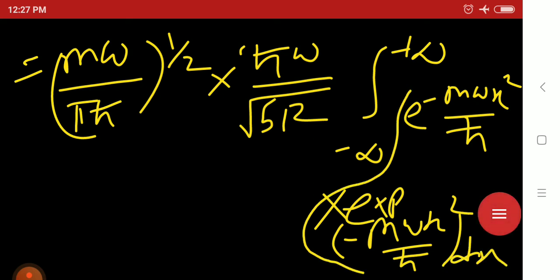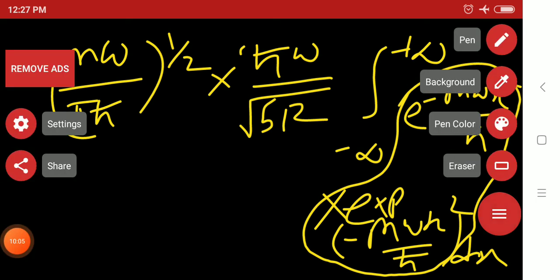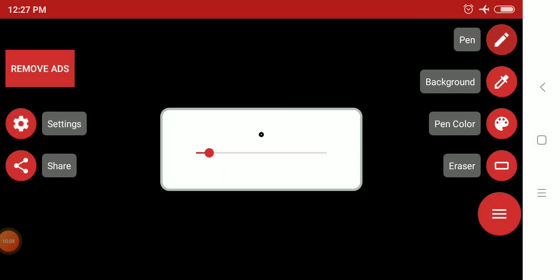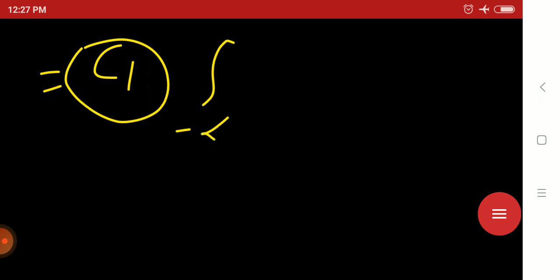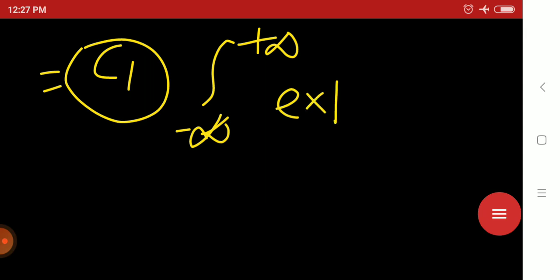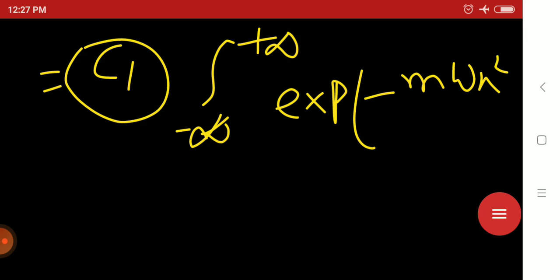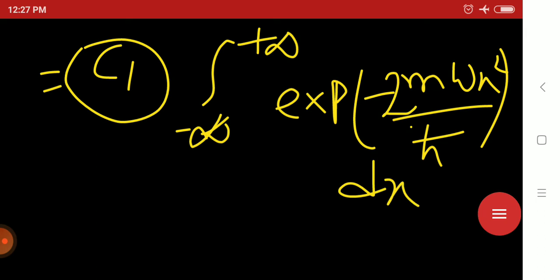So when you multiply both the terms, what will these give? Let's write the constant as C1 for our convenience. I'm writing this constant as C1 for our convenience. These will give us exponential minus m omega x square plus m omega x square divided by h cut into dx. Now, what you can do for simplification of the problem is use one property of definite integration.